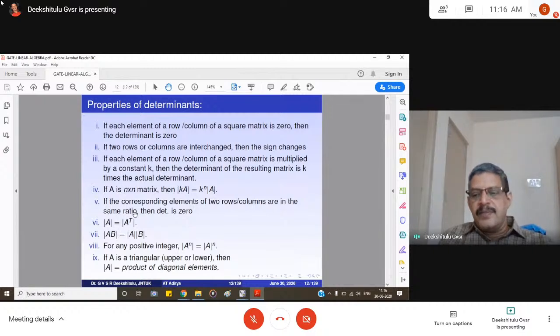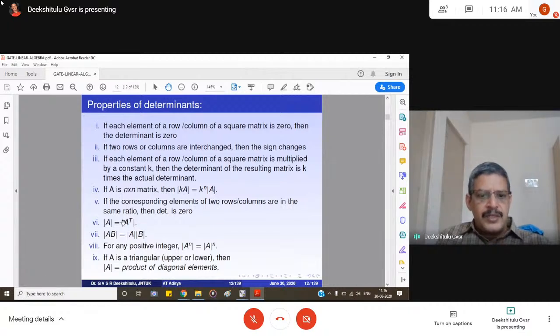The determinant of A is the same as the determinant of A transpose. The next one is that the determinant of AB is equal to the determinant of A into the determinant of B. I'm telling you these points may be directly asked as questions. I repeatedly tell you some of the questions are like that in previous GATE papers. So all the properties that we discuss, you have to learn them thoroughly. For any positive integer n, the determinant of A power n is equal to the determinant of A, power n.